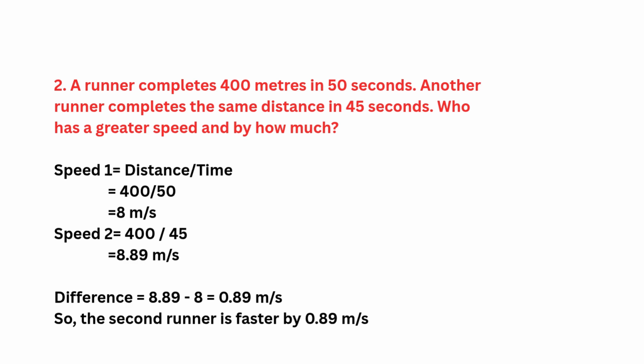Question number 2: A runner completes 400 meters in 50 seconds. Another runner completes the same distance in 45 seconds. Who has a greater speed and by how much? Okay, speed of the first runner.